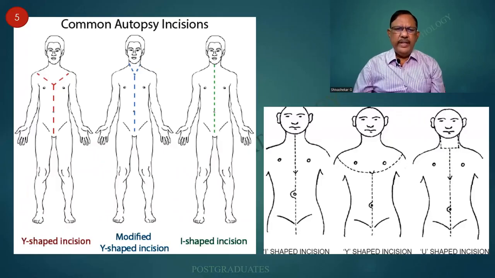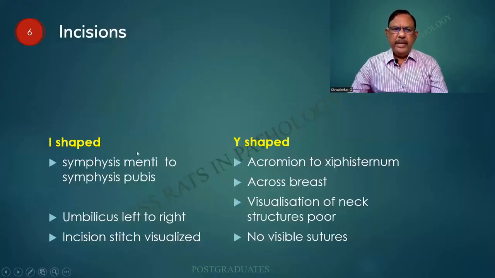Now, what are the advantages and the disadvantages of each of these? This will be of great importance because unless we know that, we will not be able to remember it. But once you know that, it is child's play. The I-shaped incision, for example, this is it. Umbilicus is left to the right, and the disadvantage here is the stitch will be visualized, particularly in the neck. You will be able to see the stitch.